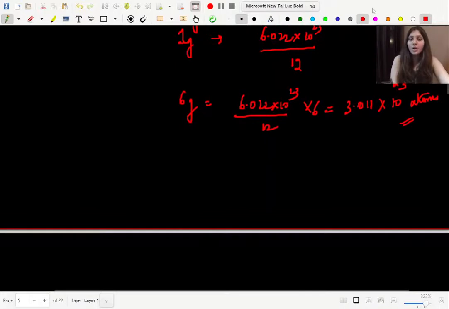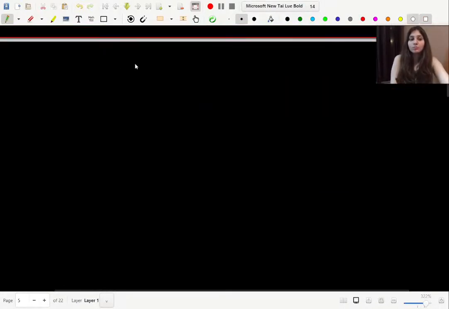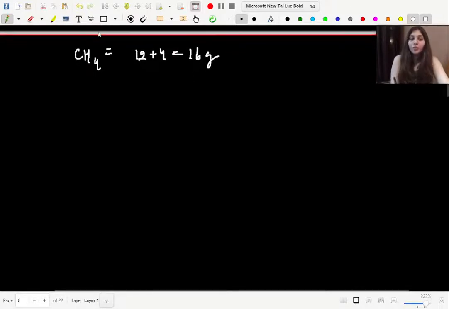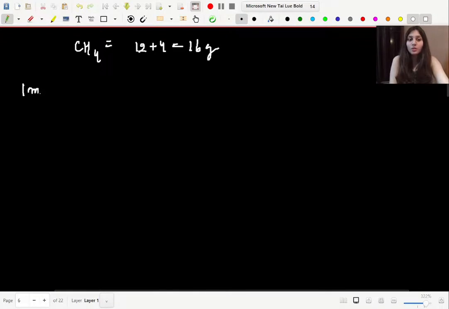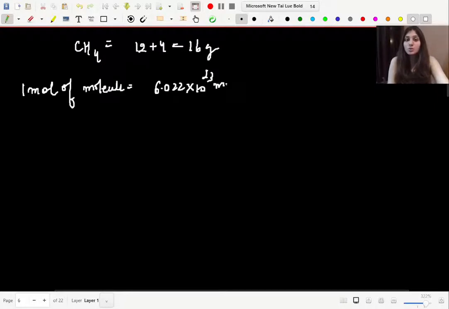So okay, now my question is, let's talk about now methane. Okay, methane is actually a molecule. The mass is going to be what? 12 plus 4, which is 16 grams. Okay, now 1 mole of methane molecule, since now methane is a molecule, is equal to 6.022 into 10 to the power 23 molecules of methane. Okay, since now I'm not writing atom, I'm writing molecule, since the methane is a molecule.